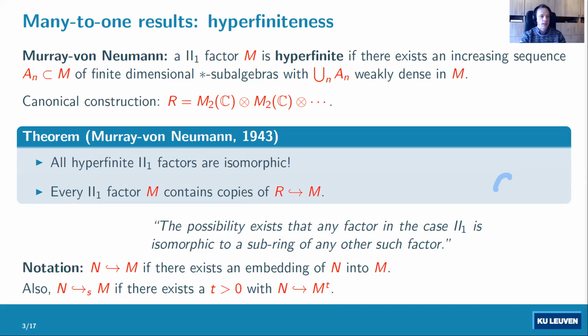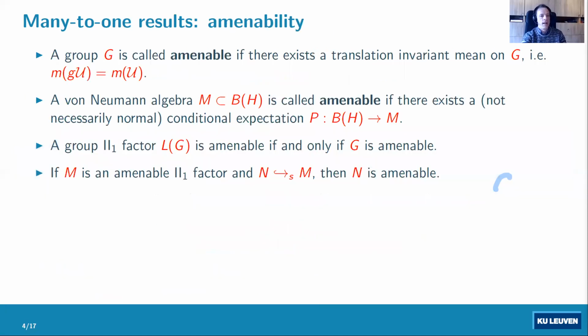Of course, after this work of Murray and von Neumann, the most famous many-to-one result still had to come, and was related to amenability. So it actually even persists here, this thing. I don't know who has put it there and whether it would be possible to remove it again, but it's funny.